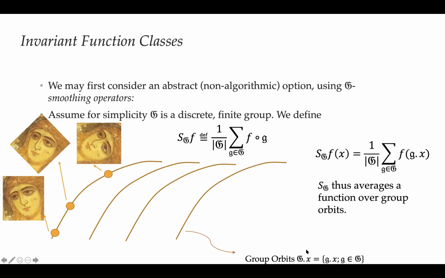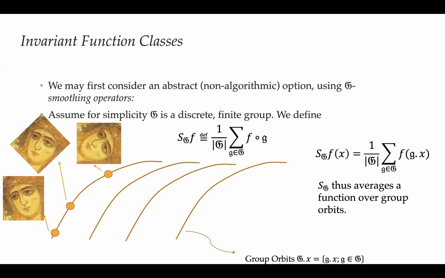So an orbit of a group centered at a certain element X consists of all the possible transformations of this image, of this input, by the elements of the transformation group. And so a natural question is: if I have this promise that F star is invariant to the group, what can we say about the relationship between F star and its smoothing?